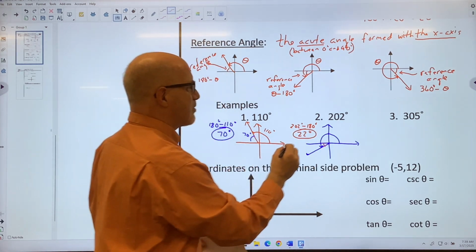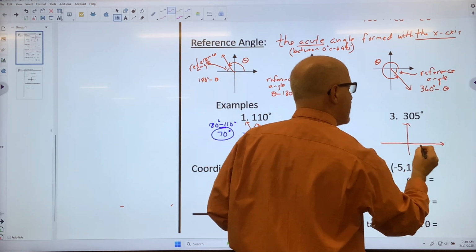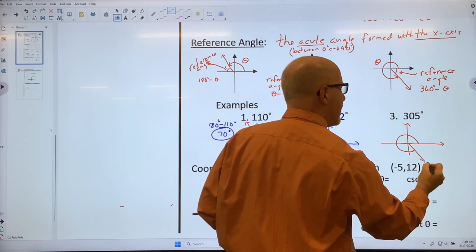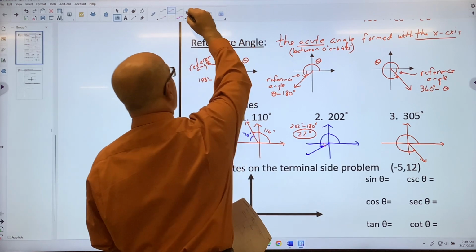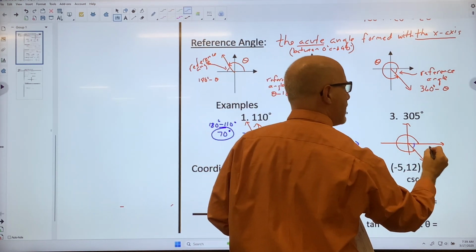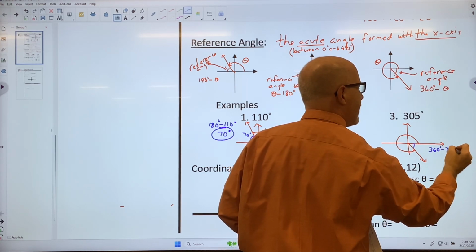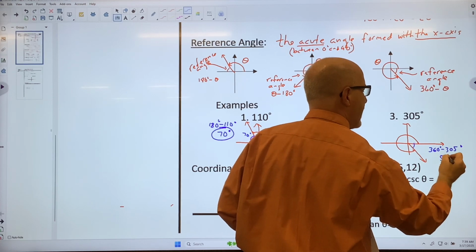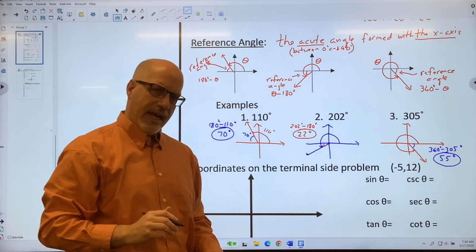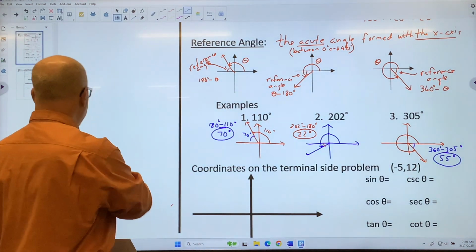All right, let's do this last one here, 305 degrees. So if I draw it past here, past 270, over here to 305, what I want to know is how far short have I come from 360? So that would be 360 degrees minus 305, which gives me 55 degrees for my reference angle. Notice all of these are acute angles, and they're formed with the x-axis, not the y-axis.